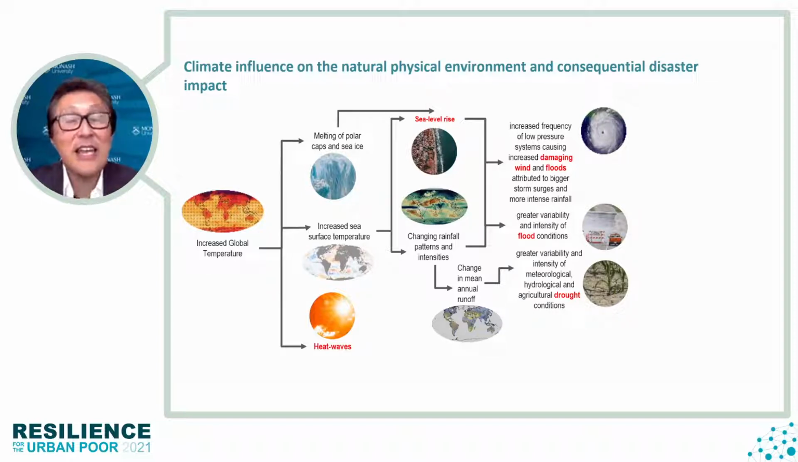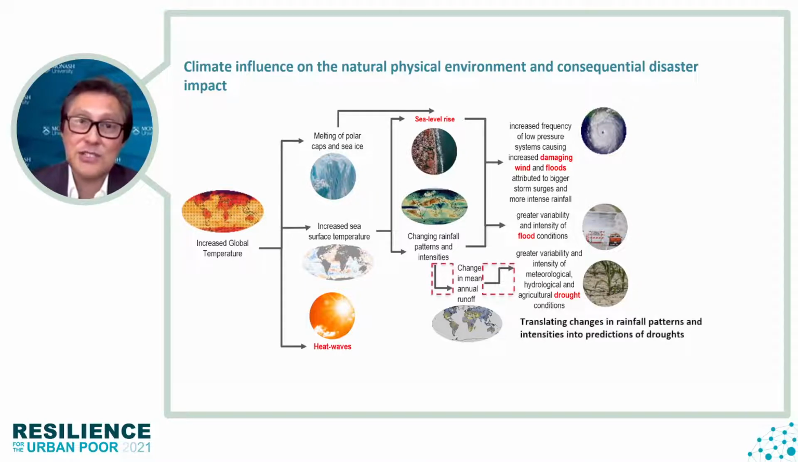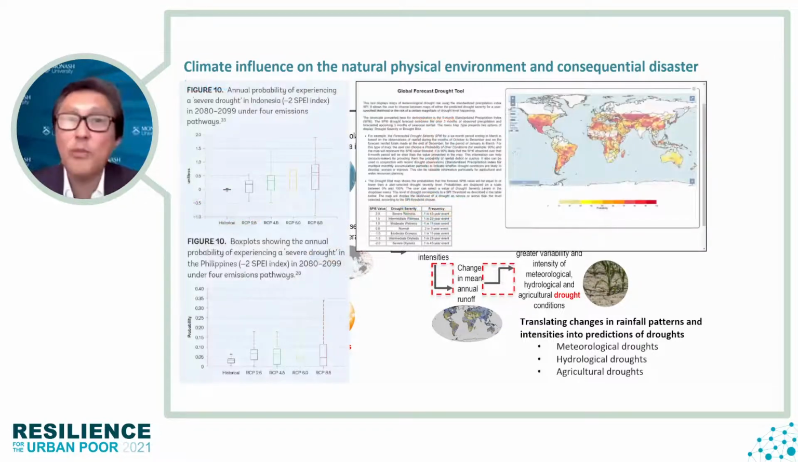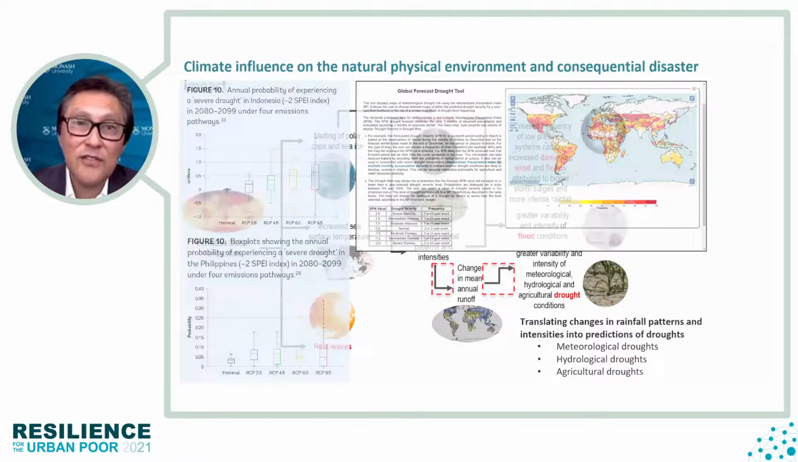So in understanding that, it actually helps us to also understand the resilience of urban poor to drought conditions. Again, it requires a level of translation. How do we translate rainfall, high temperature or growing dryness in our catchments into a drought severity? There is global information you can access to do that translation. And again, there are probability curves derived for Indonesia and the Philippines that give us an understanding of the range and variability of future drought conditions. And so we can take that information in to assess the vulnerability of our infrastructure.